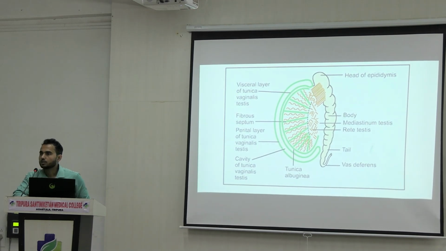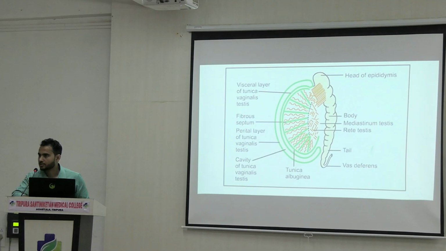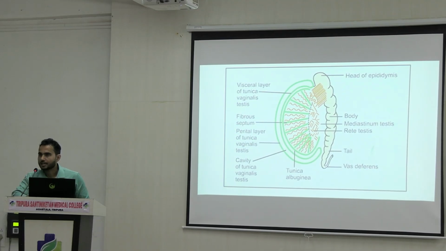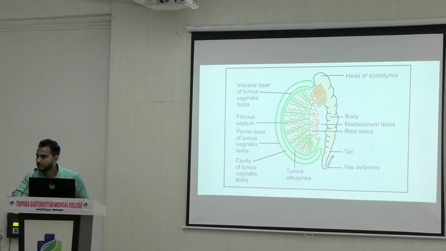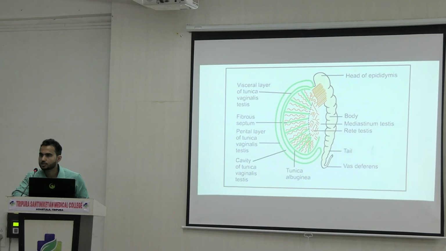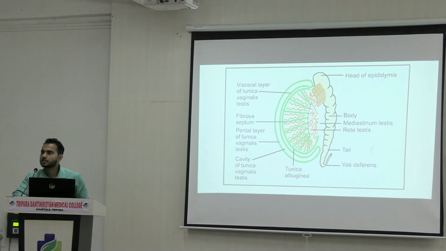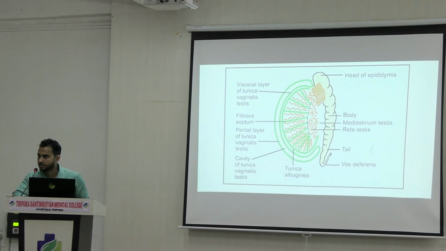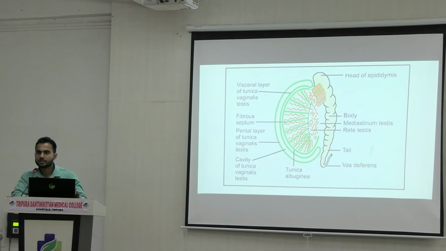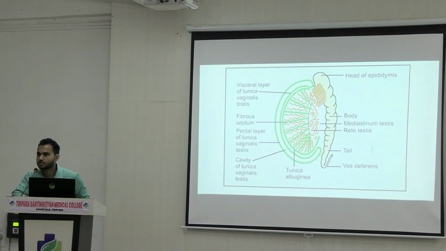This is the normal structure. Next, we'll go inside the seminiferous tubule. I have shown you where the seminiferous tubules are present. The seminiferous tubule continues as what? Ultimately we are getting the epididymis and vas deferens. Now if you go inside the seminiferous tubule, what are the different types of cells you can expect?